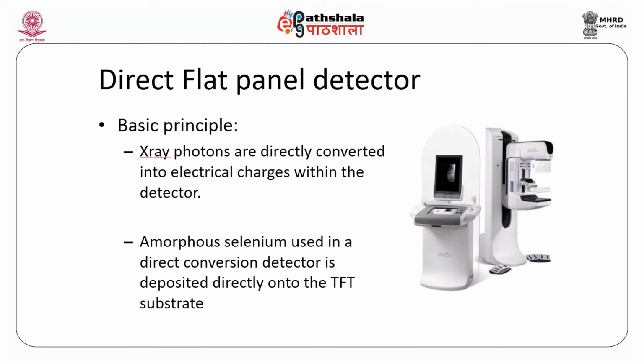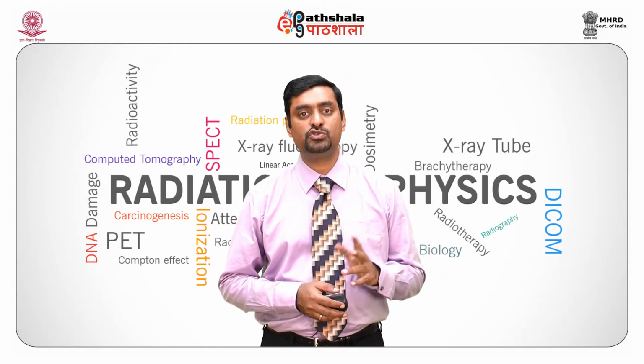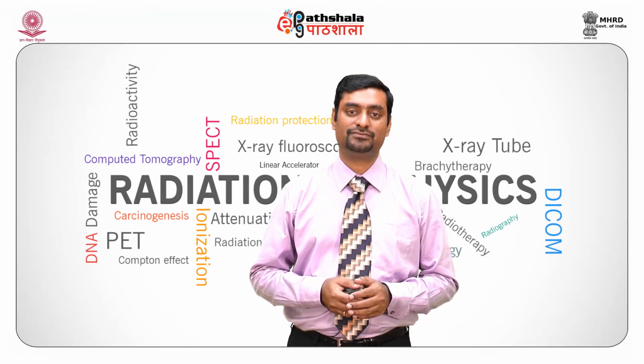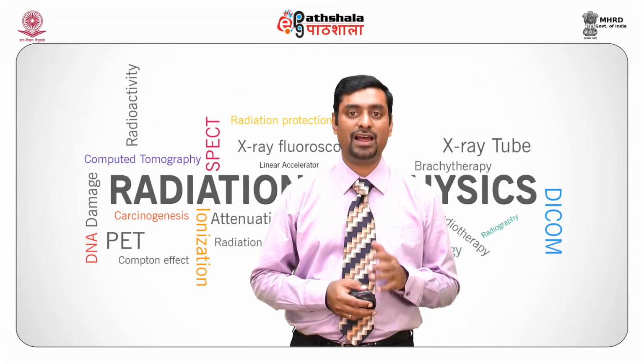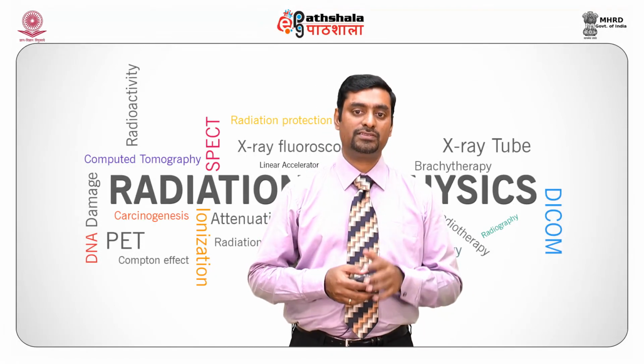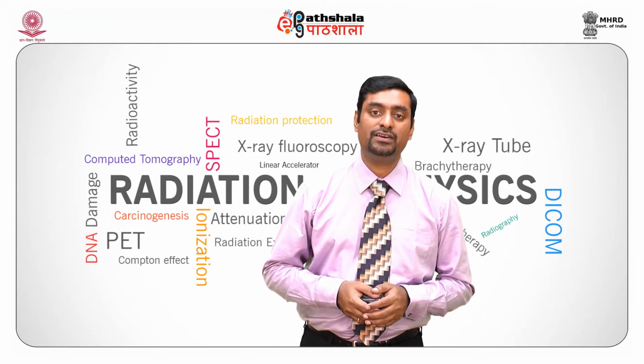What is the detector that is used? Amorphous selenium, which is used as a direct conversion detector and is deposited directly on the thin film transistor substrate. Amorphous selenium is a semiconductor material which is placed between two electrodes. So, we are going to give power supply to these two electrodes. During operation, when high voltage is applied across the electrodes, the high voltage serves to separate electrons and holes in order to avoid recombination.